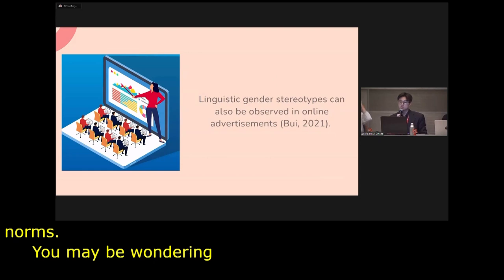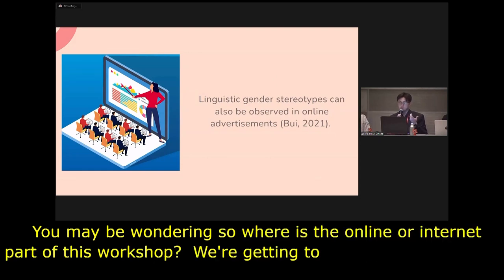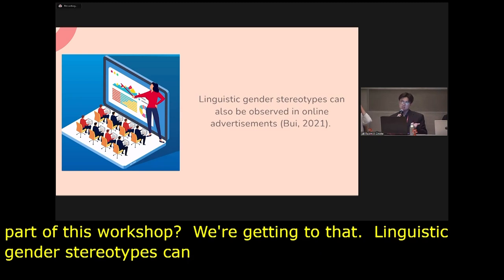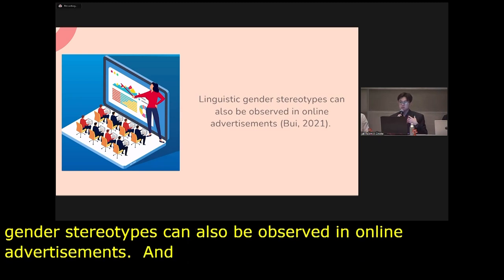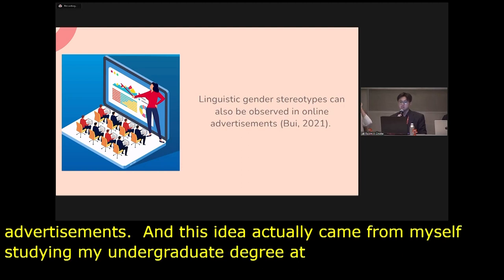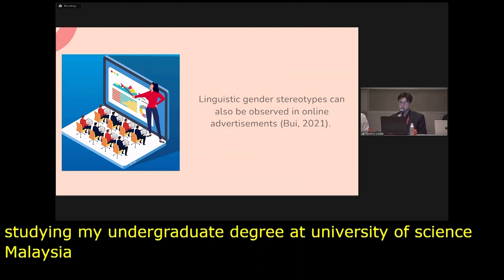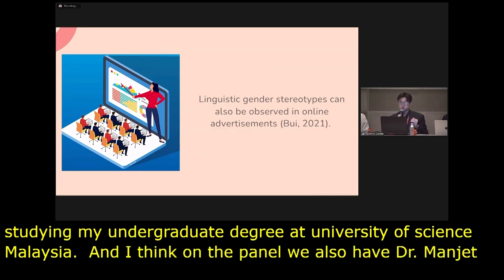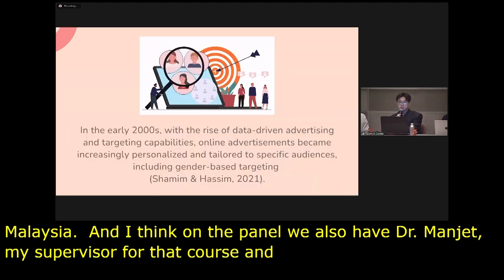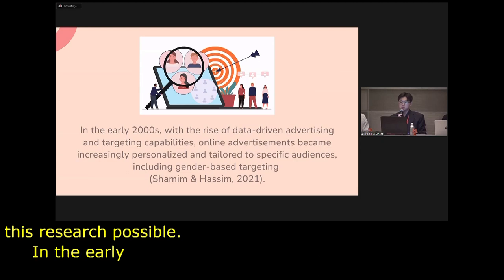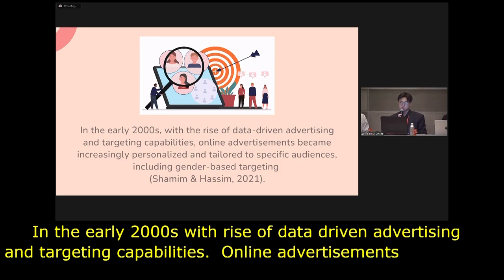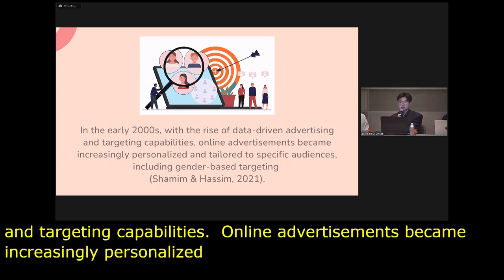So linguistic gender stereotypes can also be observed in online advertisements. And this idea actually came from myself studying my undergraduate degree at University of Science Malaysia. And I think on the panel today, we also have Dr. Manjit, who was my supervisor for that course, and really guided me to make this research possible. So in the early 2000s, with the rise of data-driven advertising and targeting capabilities, online advertisements became increasingly personalized and tailored to specific audiences, including gender-based targeting.